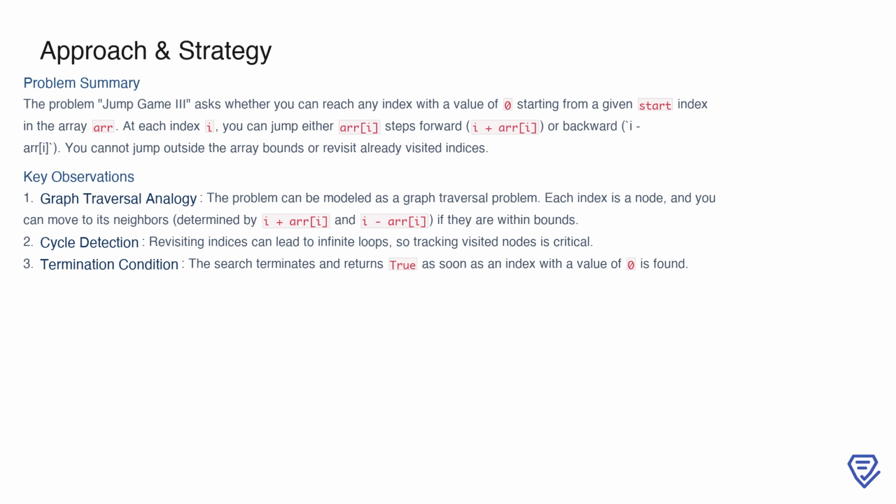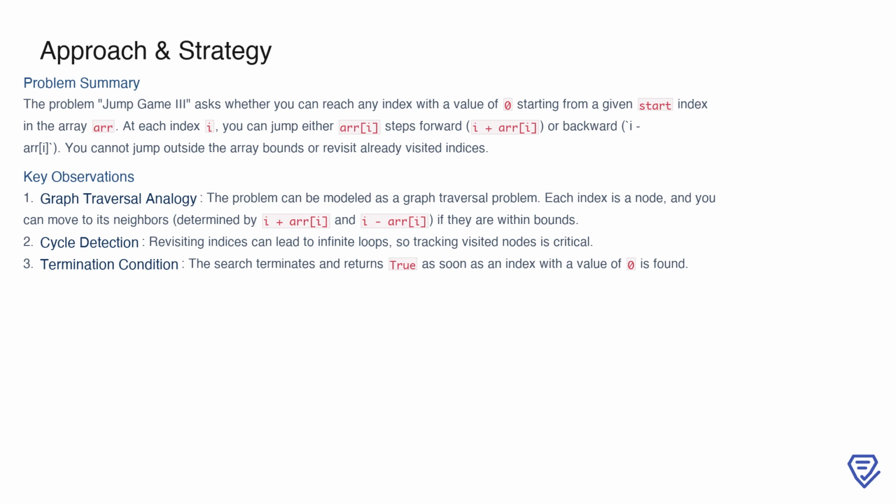Here, each index acts as a node, and the possible jumps define the edges connecting these nodes. A key consideration is that revisiting indices can create cycles, which may lead to infinite loops. Therefore, it's critical to track which indices have already been visited. Finally, the search process ends successfully as soon as we find an index with the value 0, which acts as our termination condition.